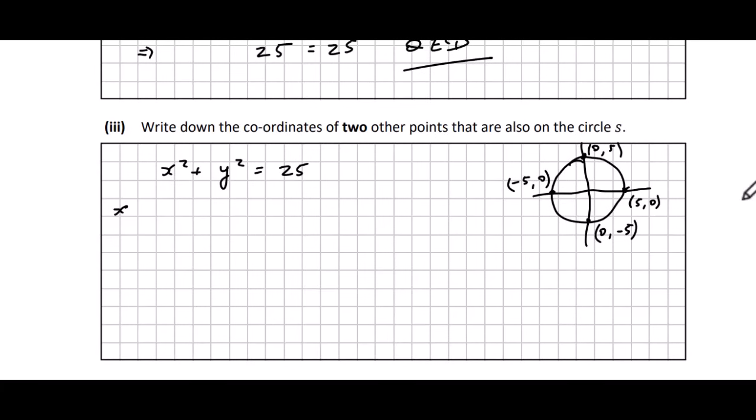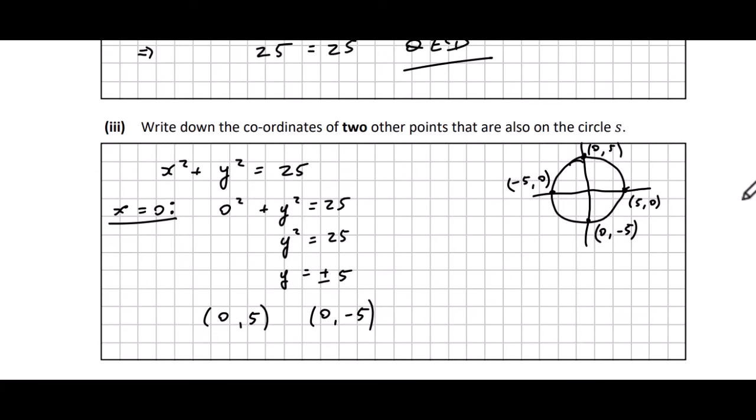But I mean, you can do it algebraically as well. You could just say let x equal to 0. So if you let x equal to 0 here, you get 0 squared, which is just 0, plus y squared is equal to 25. That gives you y squared is equal to 25. That gives you y is equal to plus or minus 5. So that means when x is 0, y is 5. When x is 0, y is minus 5. Now if you did the same with the y, if you let y equal to 0, you'll get the same thing. You'll end up with these 2 points here, where the y is 0, minus 5, 0 and 5, 0. But this is sufficient anyway. It just says write down the coordinates of 2 other points, so I've done that.